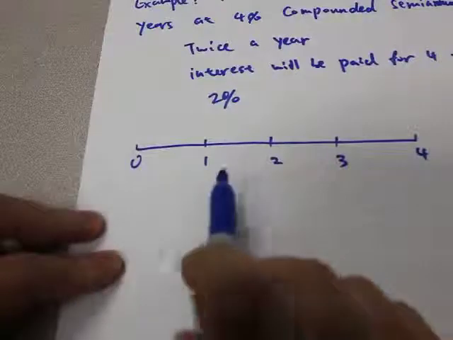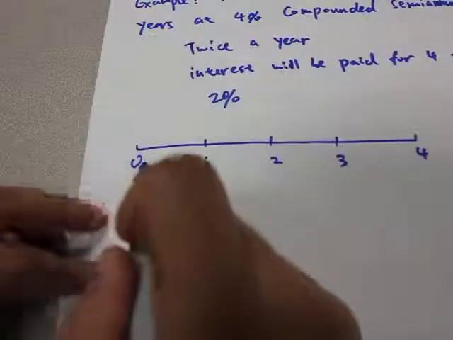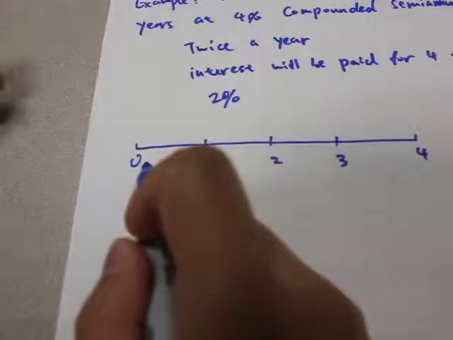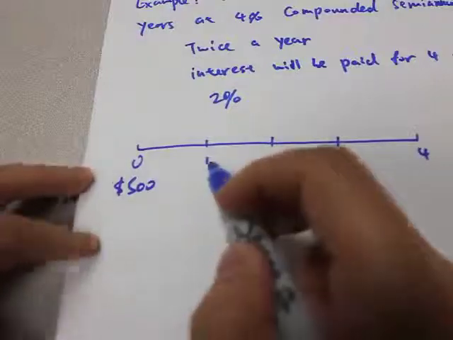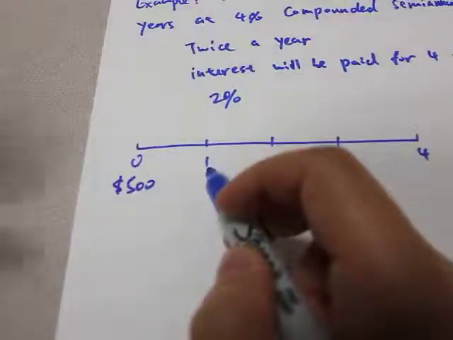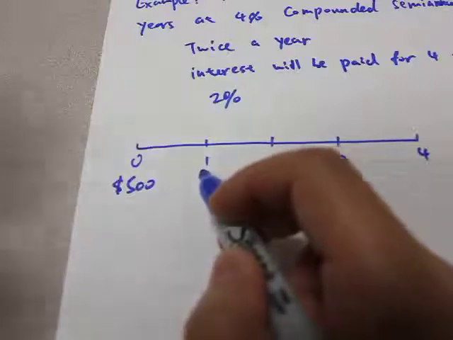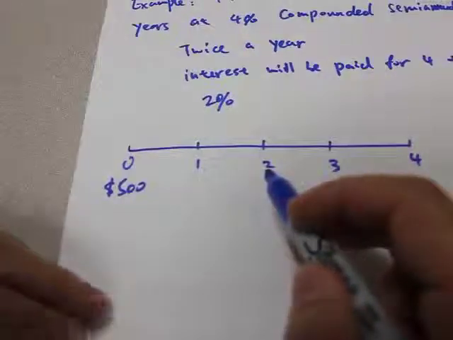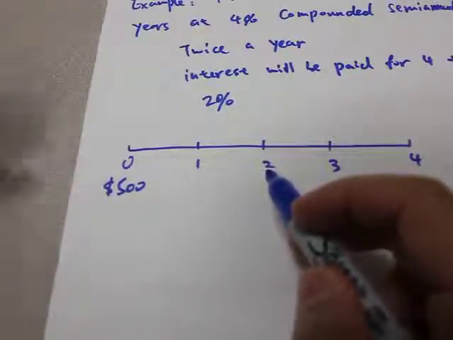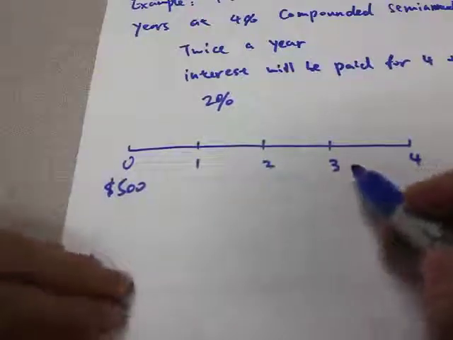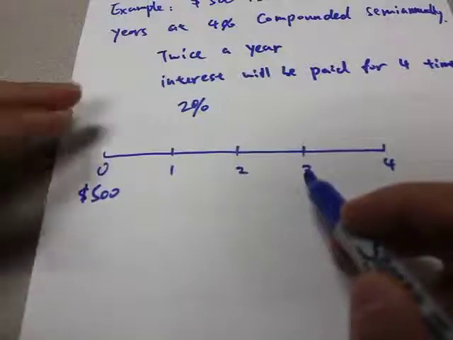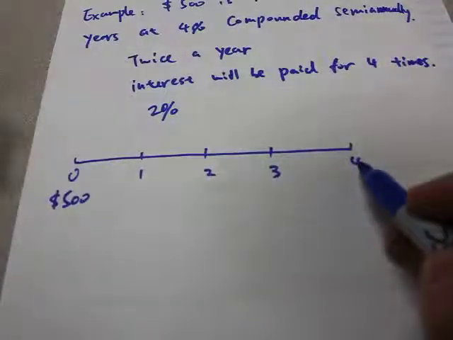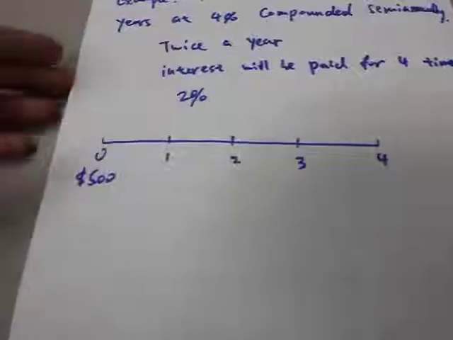So here 0, 1, 2, 3, 4. 0 means the amount of money at the beginning of the first year. So this is 500, and 1 means the amount of money after the interest is paid for the first time, and 2 means the amount of money after the interest is paid the second time, and this is when the interest is paid the third time, and when the interest is paid for the fourth time.